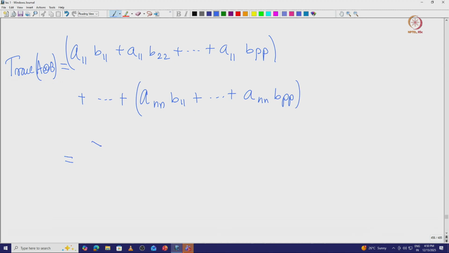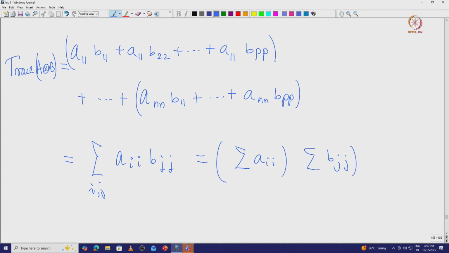If we use the shorthand notation, this is exactly equal to the sum of AII times BJJ, where I and J run over all indices. This is exactly equal to the summation of AII times the summation of BJJ, which is exactly the trace of A times the trace of B. So, this proves the trace of A tensor B is exactly equal to the trace of A times the trace of B.